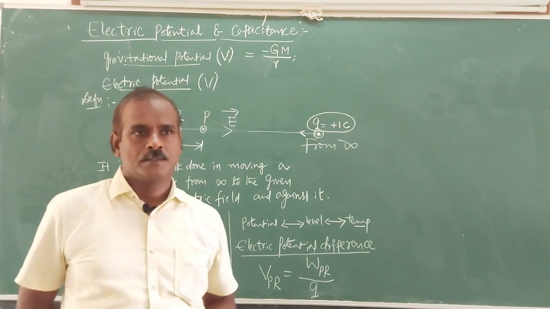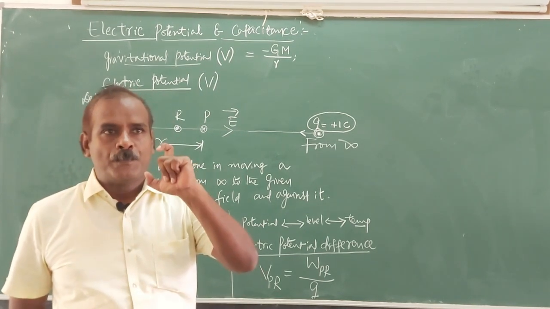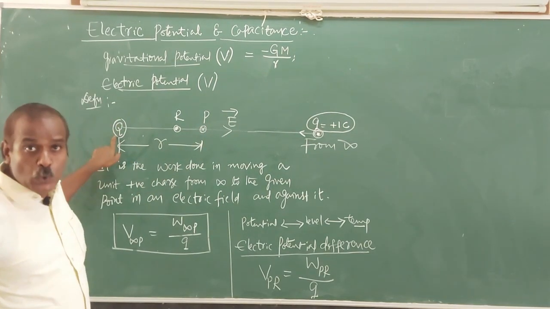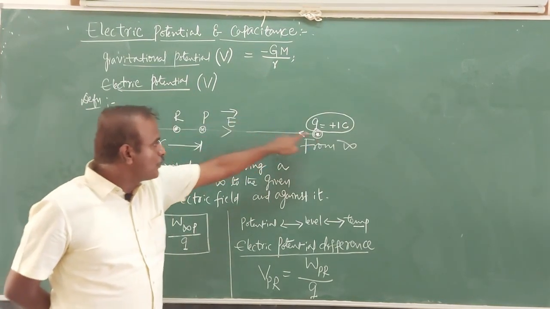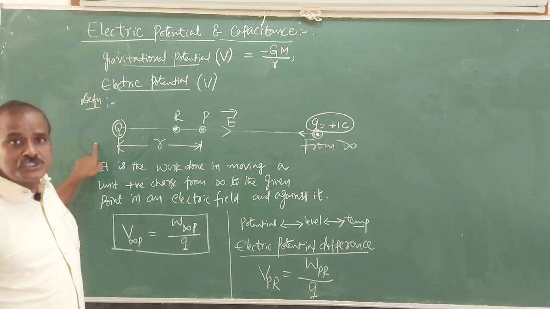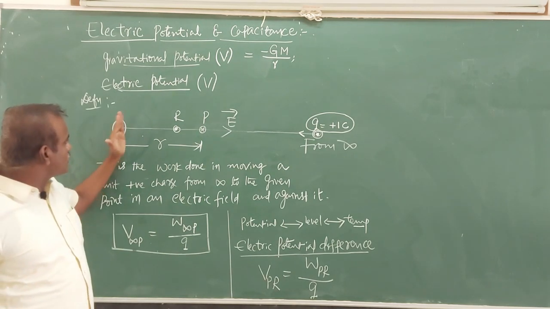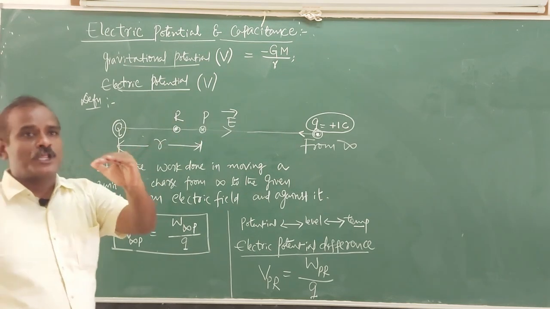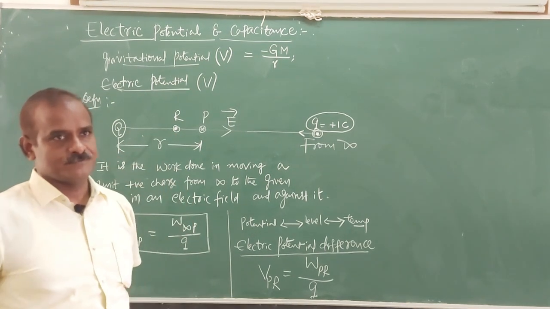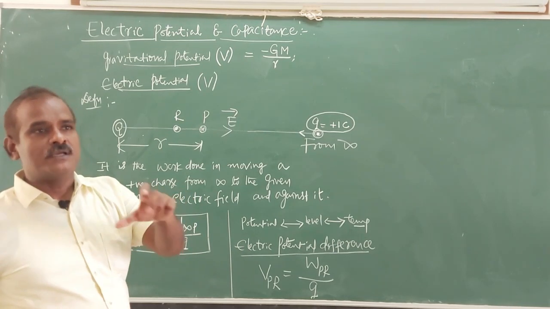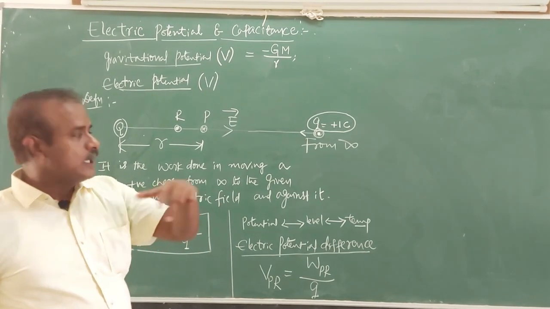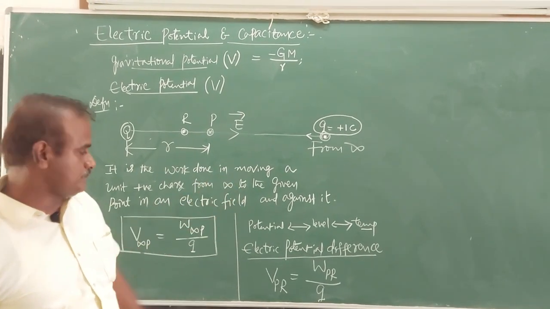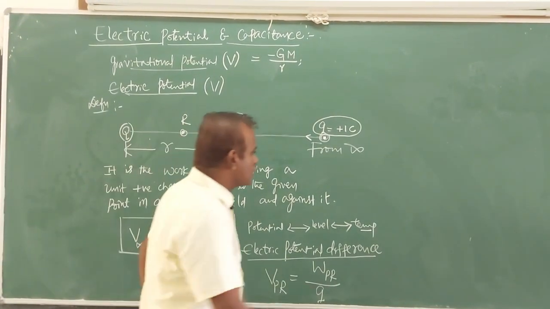However, at infinity, the potential of a charge is 0. Remember, at infinity, the potential of a charge is 0, because as we move away from the charge in any direction, distance increases, so potential decreases. And you will see how potential varies with the distance when we derive the formula. Yes.